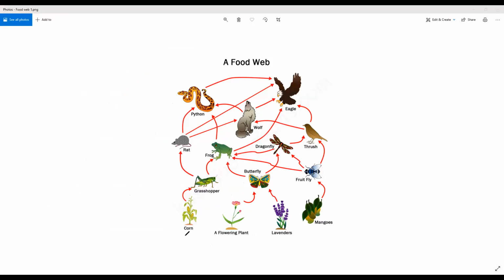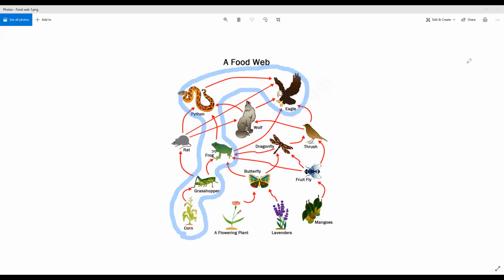Let's try to identify some of these food chains. I got one here. How about starting from my primary, my first trophic level, corn. It is going to be eaten by grasshoppers, which are eaten by frogs, which are going to be eaten by, sure, okay, let's do this properly. Corn, grasshopper, frog, python, eagle. That is one food chain, right?